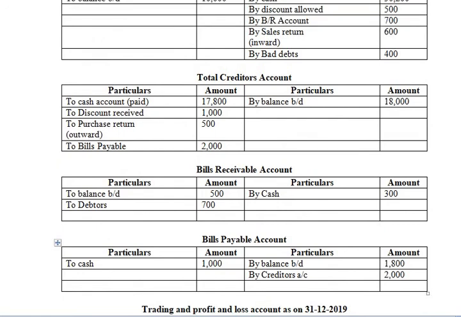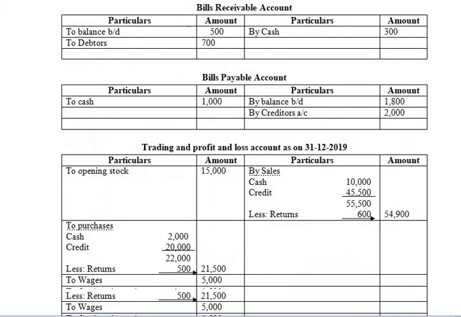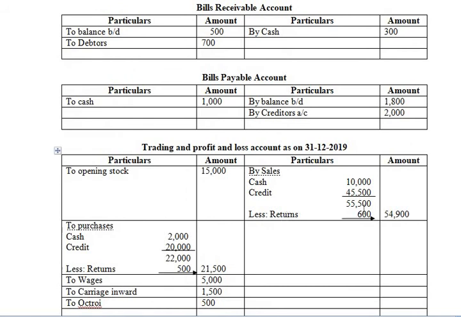Alright, next, after this, you have closing stock. Now closing stock is 20,500. One effect will be in the trading account, and another effect will be in the balance sheet. So by closing stock, the amount here is 20,500.